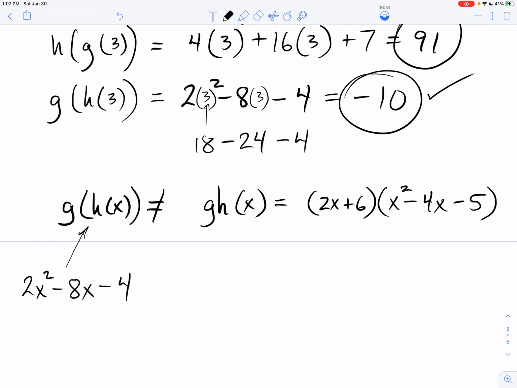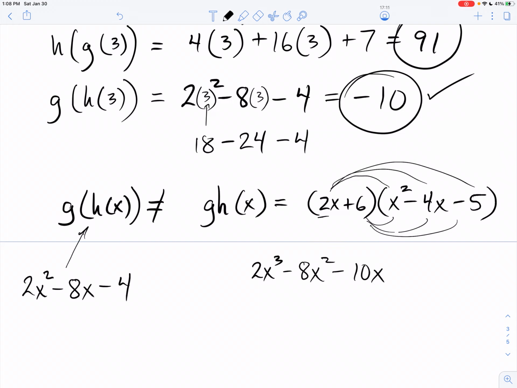So what do I do with this? Well, it's kind of like FOIL, but you're triple distributing. That guy's going to hit all three of those. This guy's going to hit all three of those. So let's see what happens here. 2x times x squared is 2x cubed. 2x times minus 4x is minus 8x squared. And then minus 10x. That's the first set. Now let's look at the next set. I get 6x squared minus 24x minus 30.